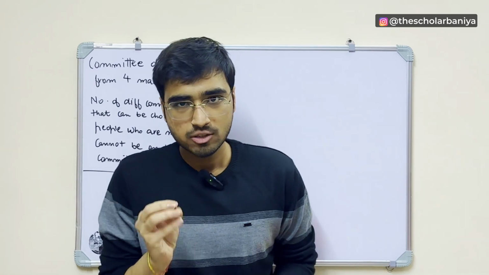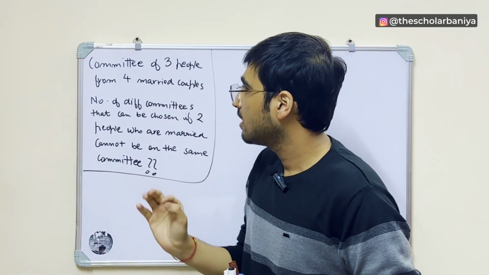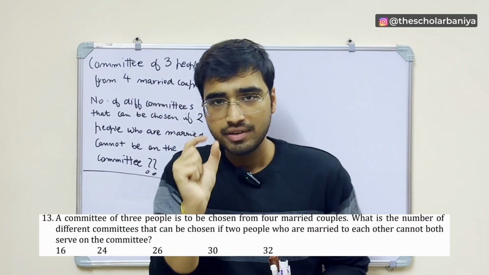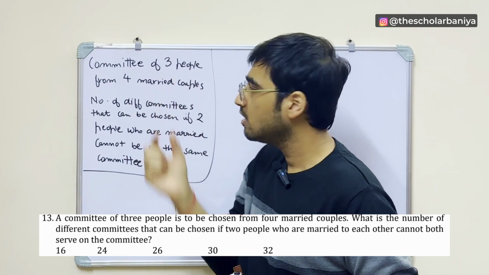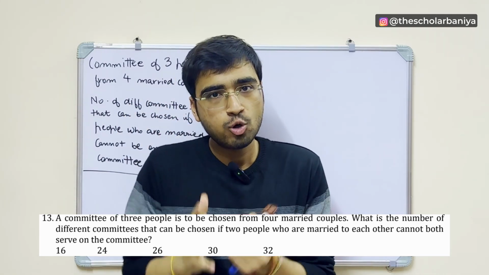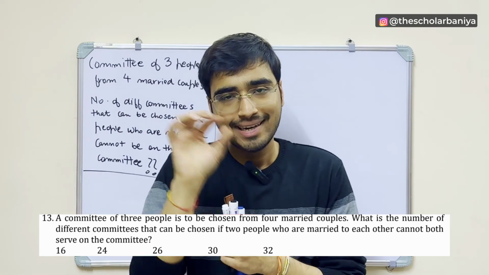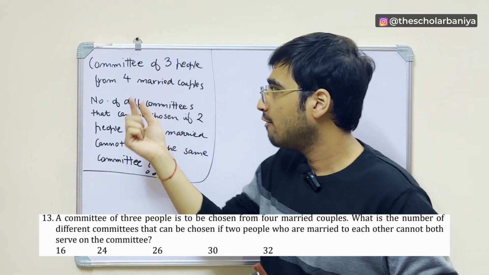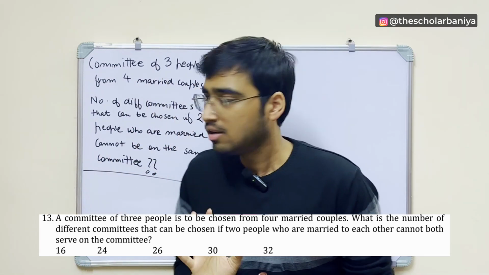So let's move on to the next question, guys. In this question, we are given that there is a committee that we have to choose of 3 people from 4 married couples, right? So in total, there are 4 married couples, which means there are 8 people in total, and we have to choose a committee of 3 people, right?